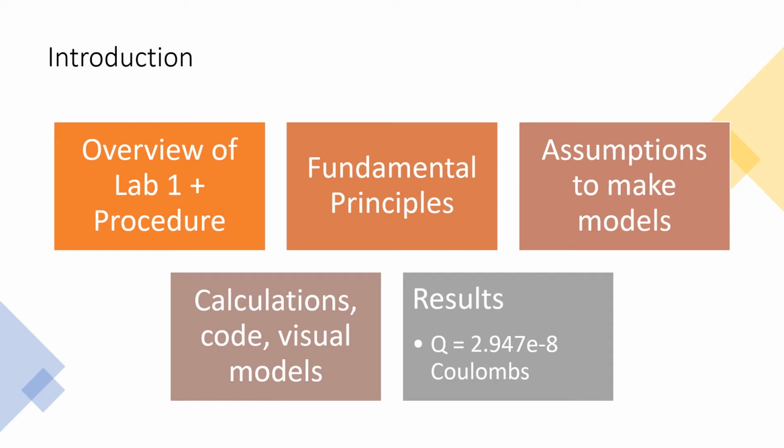make the models. Then we'll go over the calculations and code made to improve our estimation of charge and also the visual models. Finally, we'll discuss and evaluate the results we obtained using the line model, where we found the positively charged tape had a charge of 2.947 times 10 to the negative 8 coulombs.